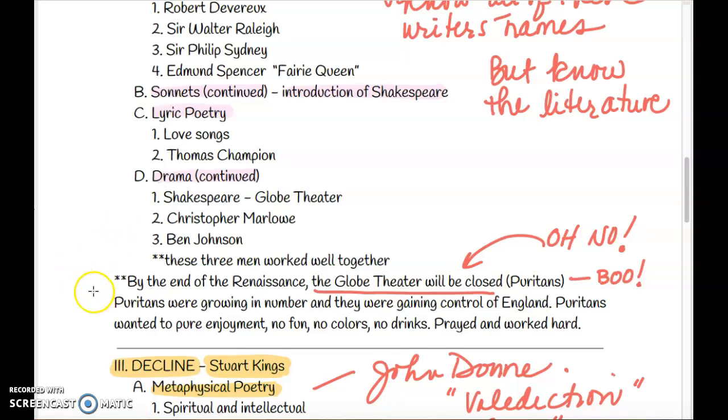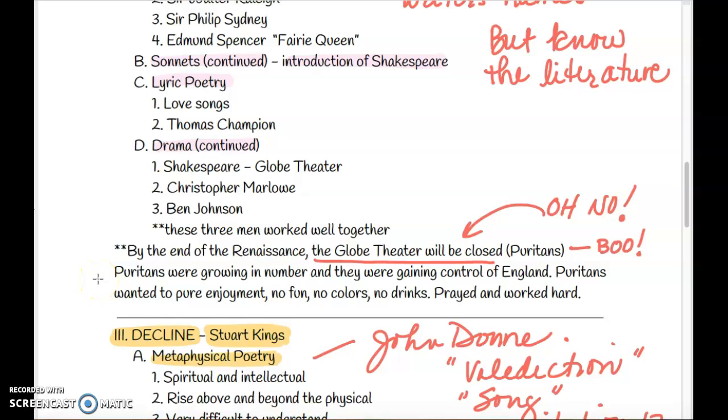Now, I have a note here right under the last item about looking forward to the end of the Renaissance. At that time, the Globe Theater will be closed because we have this influx of Puritans. Now, the Puritans were not fans of drinking or entertainment or parties. They really wanted you to work, to pray, maybe to journal. The Puritans dressed in drab colored clothing, browns and whites and blacks, and they did not partake in any entertainment enjoyment. So the Globe Theater will eventually be shut down for a while because of these people.